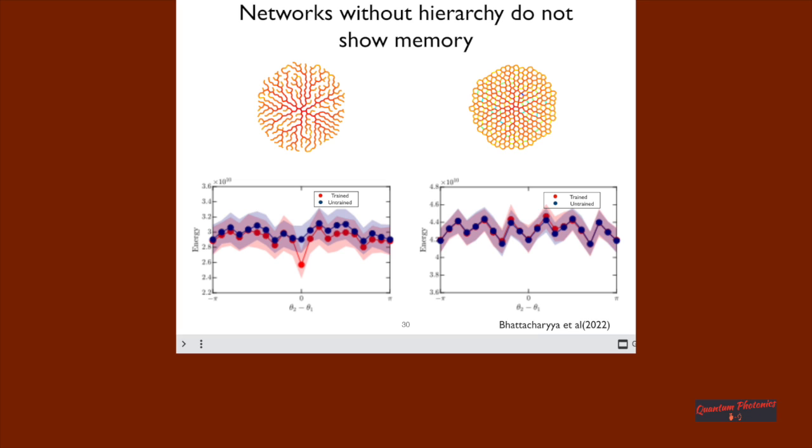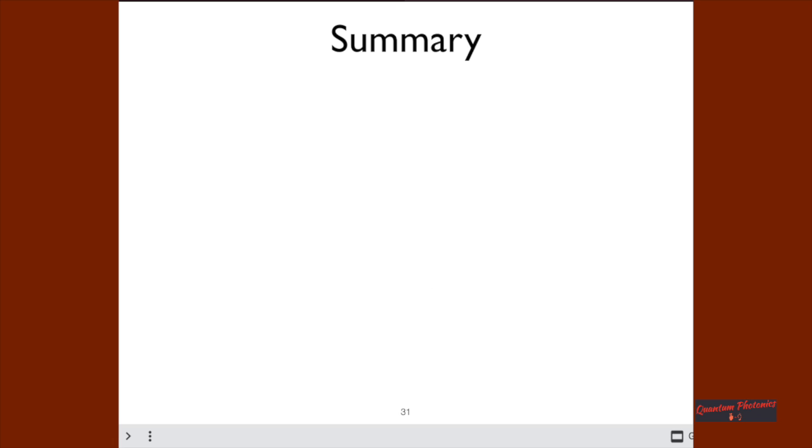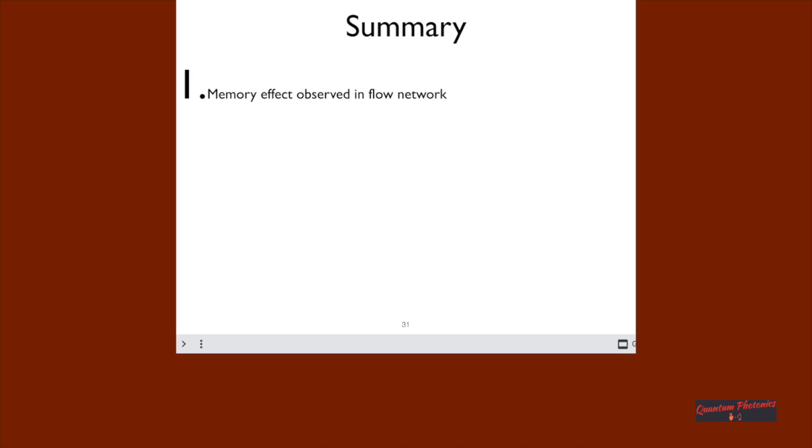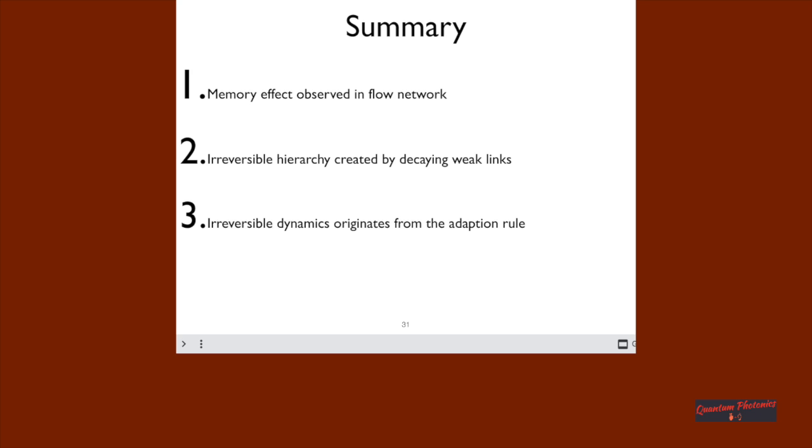To summarize, in slide 31, as the first point, we observe that the memory effect is observed in flow networks. As the second point, we observe that the irreversible hierarchy created by these decaying weak links is responsible for the memory effect. As the third point, we observe that these irreversible dynamics actually originate from the adaptation rule itself. And as the fourth point, we observe that the memory is not conserved in networks with low hierarchy.